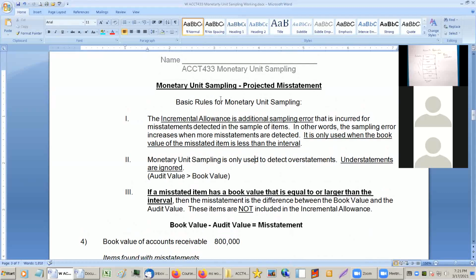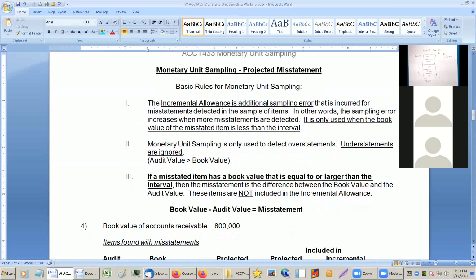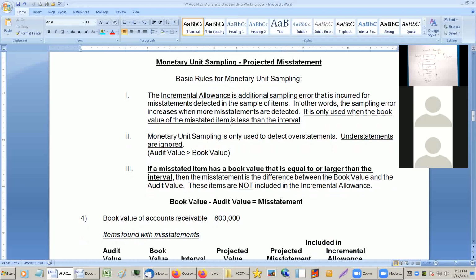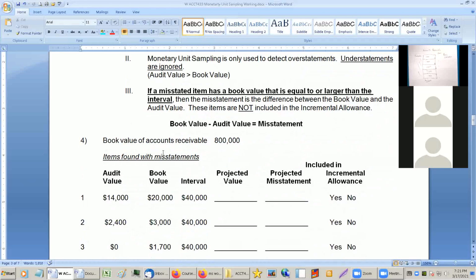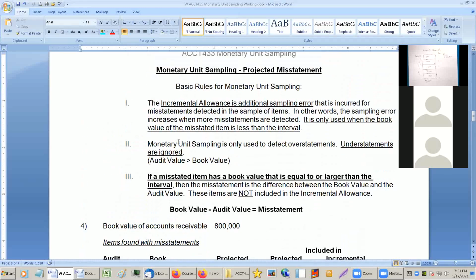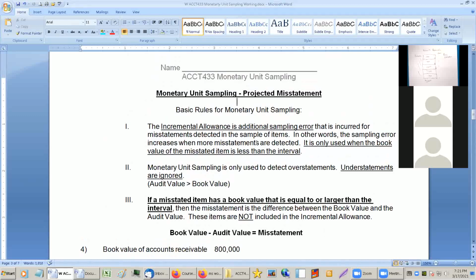Monetary unit sampling: there's a few rules that we come to when doing these projected amounts down here. The incremental allowance amount is an additional amount of error that could be present.